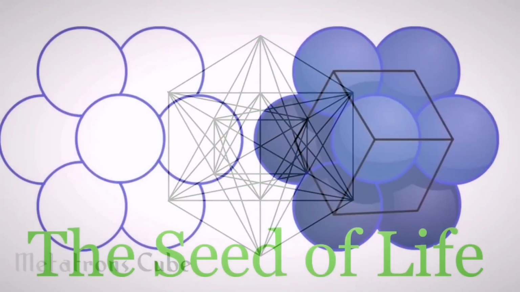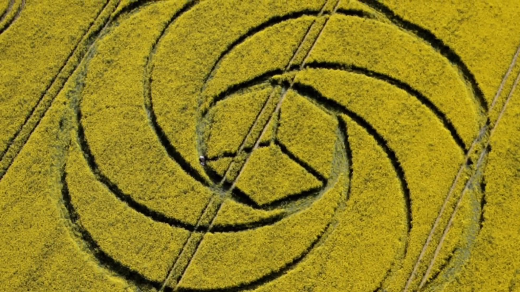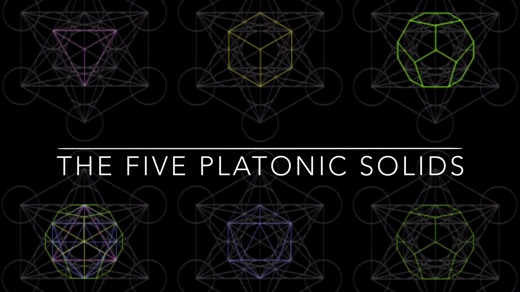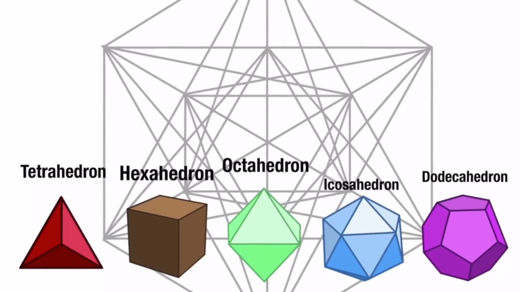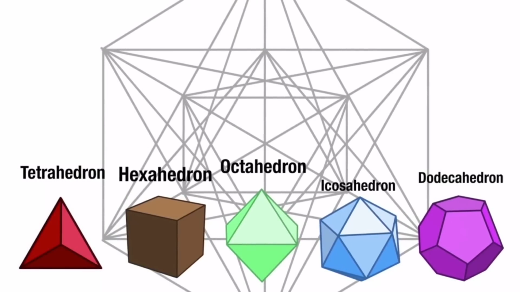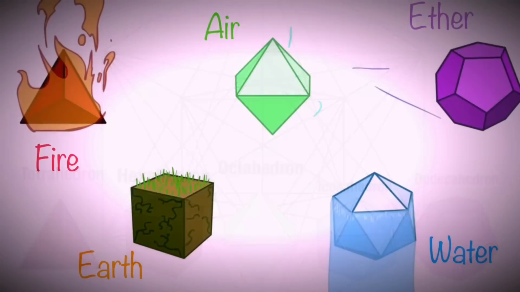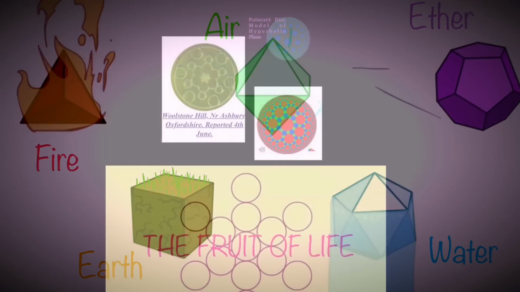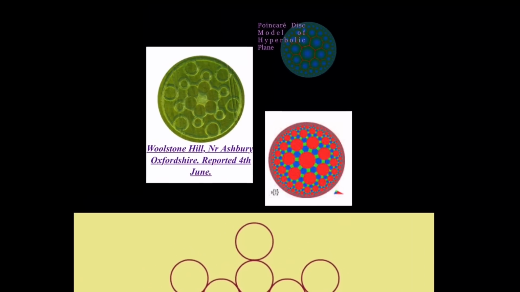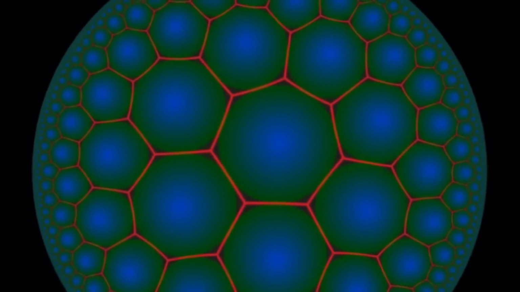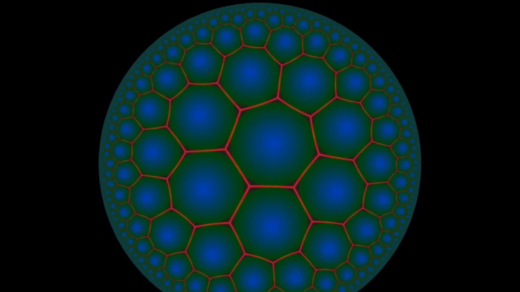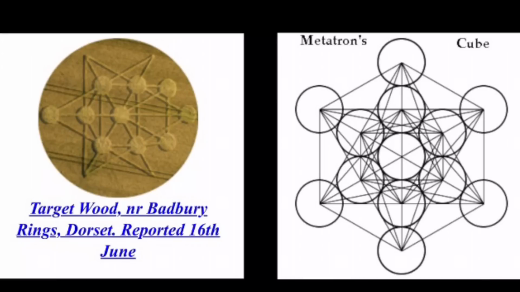It holds within it the seed of life. And within Metatron's cube, five platonic solids that basically are the fundamental parts that we need to have Earth life, the existence that we know. This crop circle of the fruit of life appeared on June 4th. It also holds the same geometry as the hyperbolic plane and projection. The next crop circle appears to be the Metatron's cube.